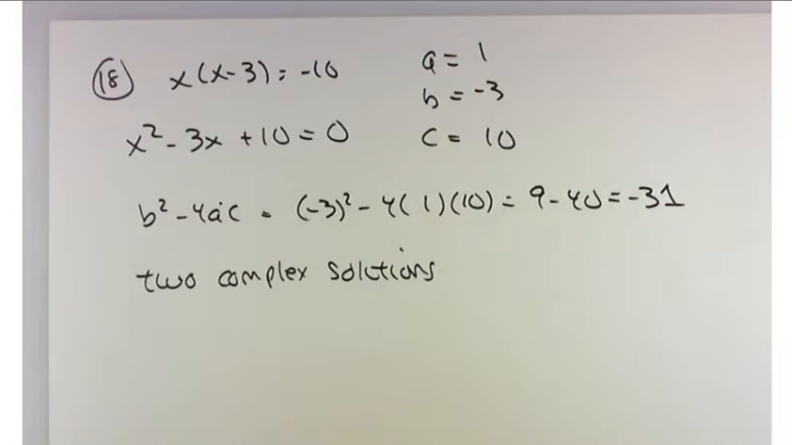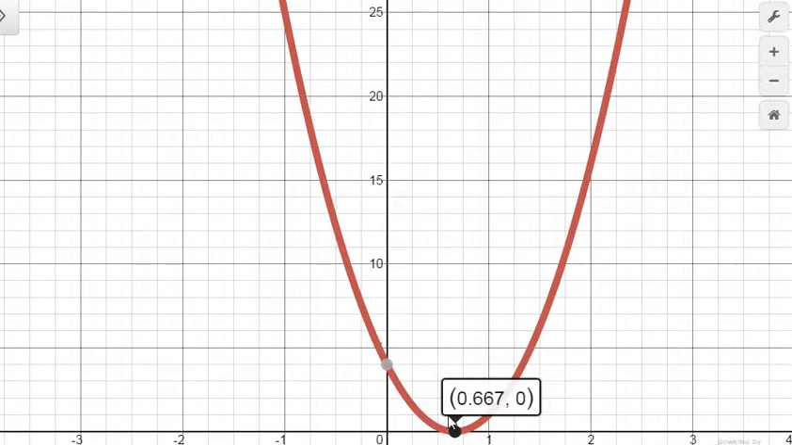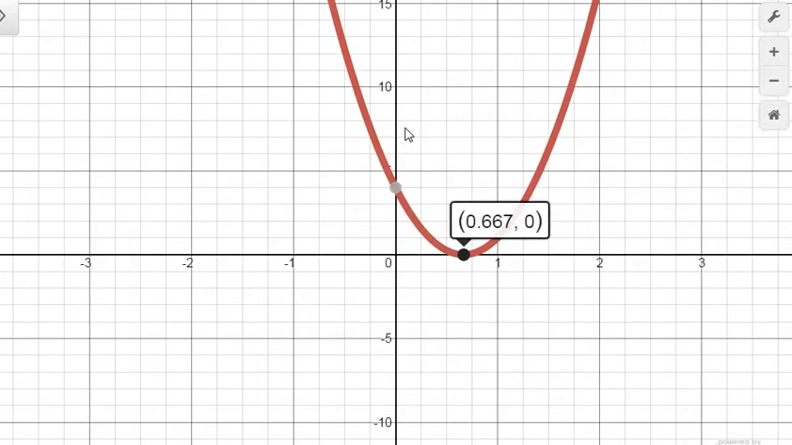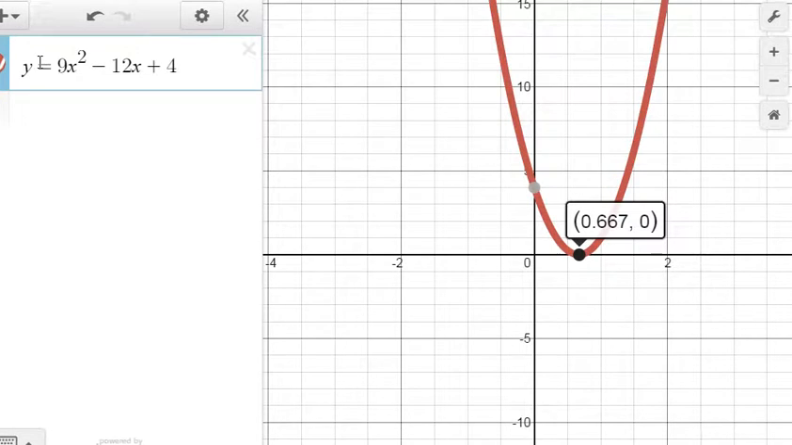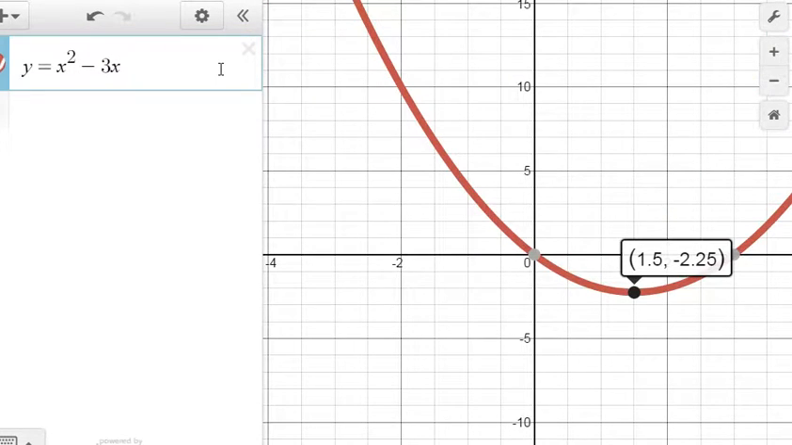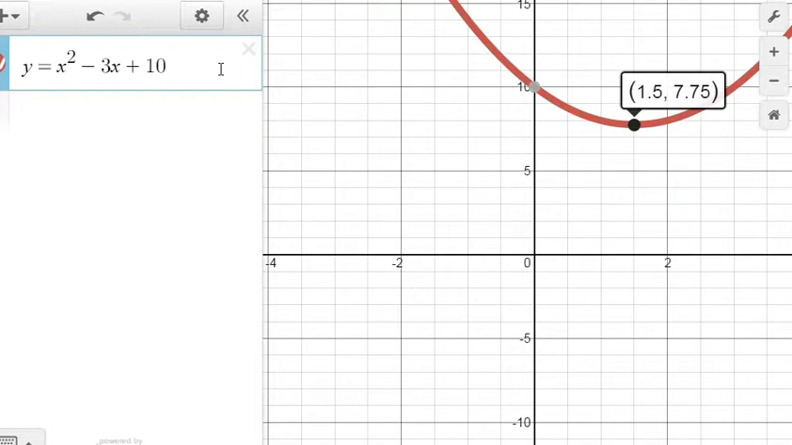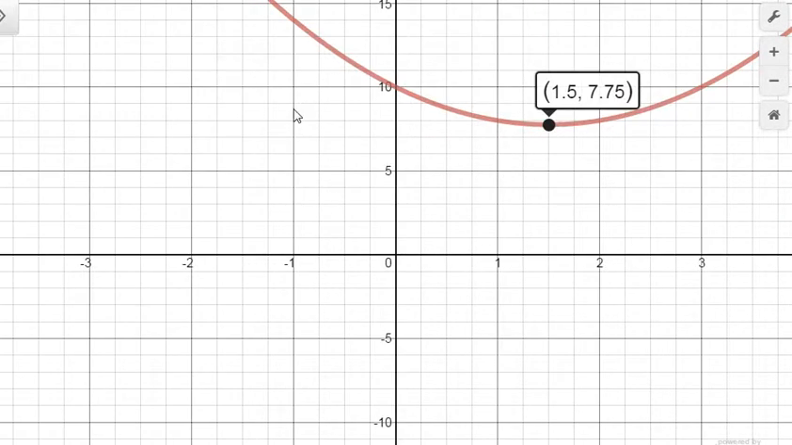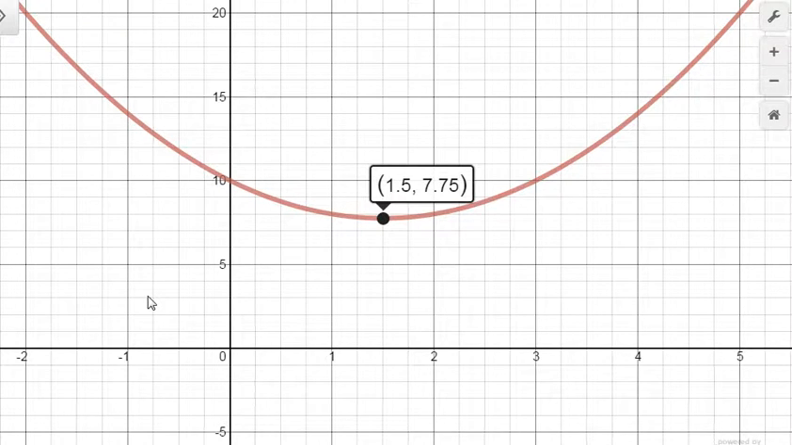We could probably see that if we look at the graph. So let's change this. Let's put in a new graph. It'd be x squared minus 3x, and what was it, plus 10? Yeah, plus 10. So the question is, where does this graph cross the x-axis? And the answer is only in your imagination, right? There's no real solutions here. It doesn't touch the x-axis. So, nice.